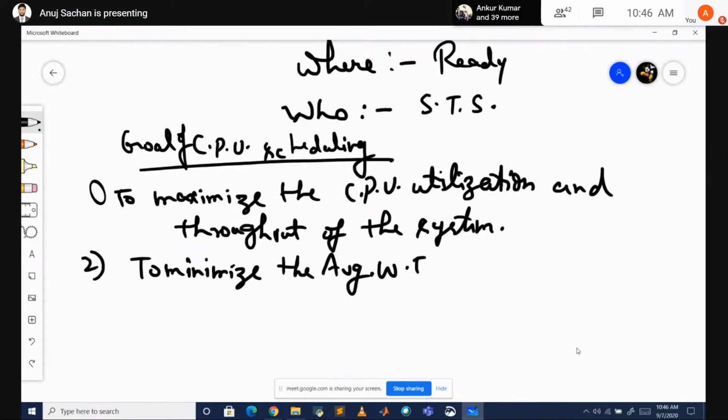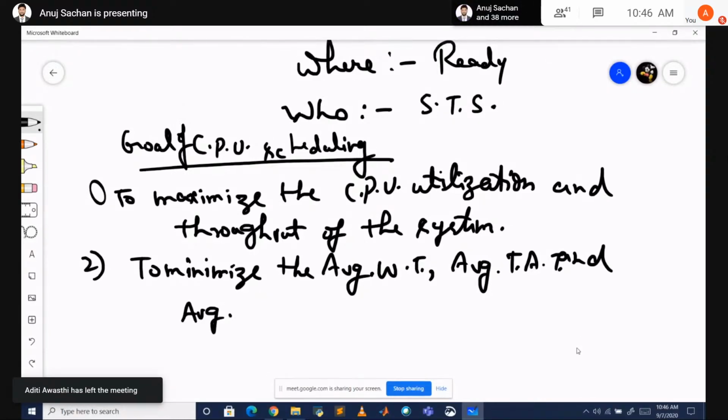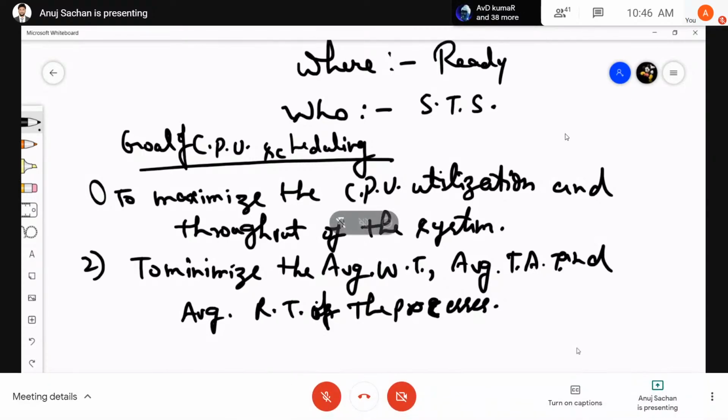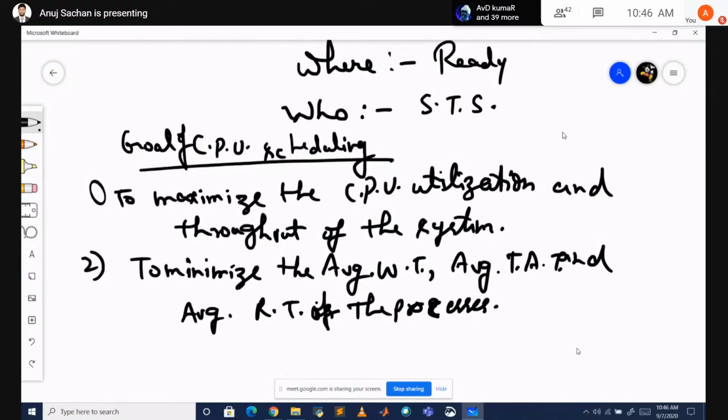एवरेज वेटिंग टाइम, एवरेज टर्न अराउंड टाइम और एवरेज रिस्पॉन्स टाइम, इनको मिनिमाइज करना। देख लिया था ना?